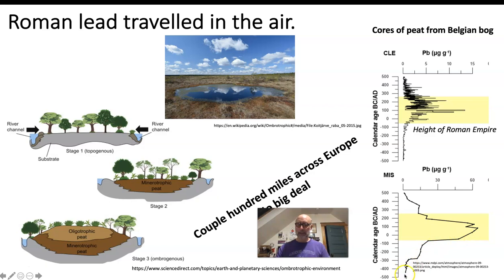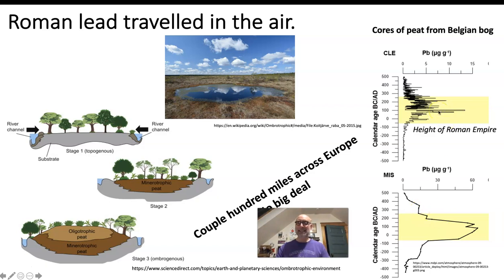And what you can see is the lead concentrations are low, and about 300 BCE they start to rise. They really start to rise about 50 BCE. The yellow is the height of the Roman Empire, and then they crash. And by sort of 300 CE, they're quite low.